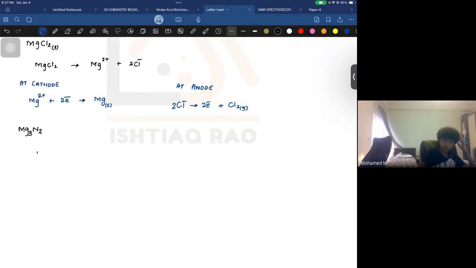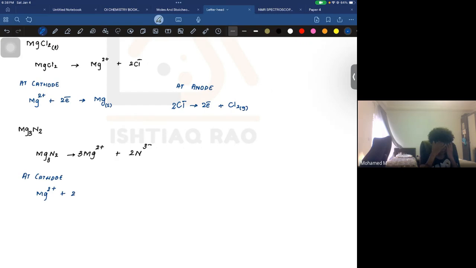Okay. So the first one is what you did: Mg2 plus, then N3 minus. Then at the cathode, Mg2 plus plus 2 electrons gives Mg. Then N3 minus would lose 3 electrons to form N. This is diatomic, so I'm supposed to write 2.